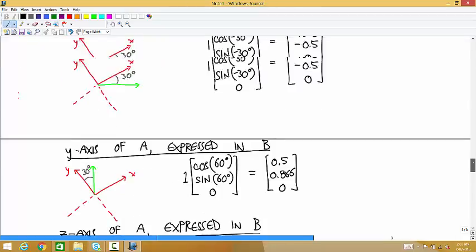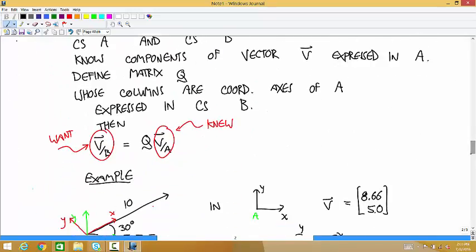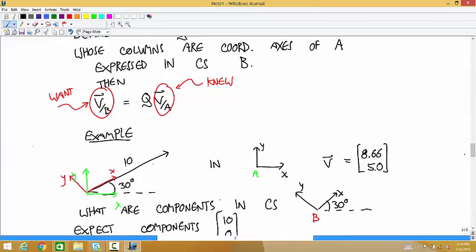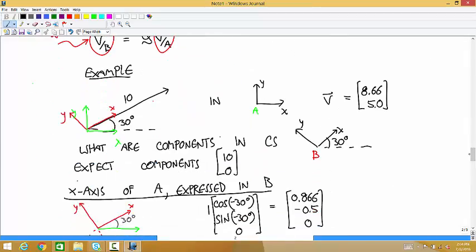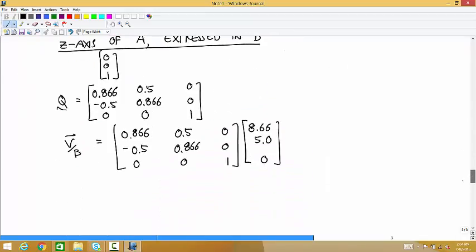The original vector is this. That's the original vector in the A coordinate system. We knew by thinking about it that when we did this transformation, we should get vector components out that are 10, 0, or 10, 0, 0. Now we're doing the transformation and checking to make sure that that happens. And it does. So that's what it had to be.